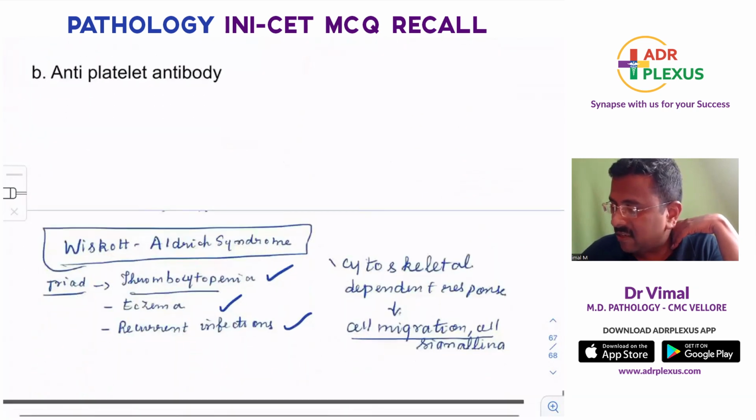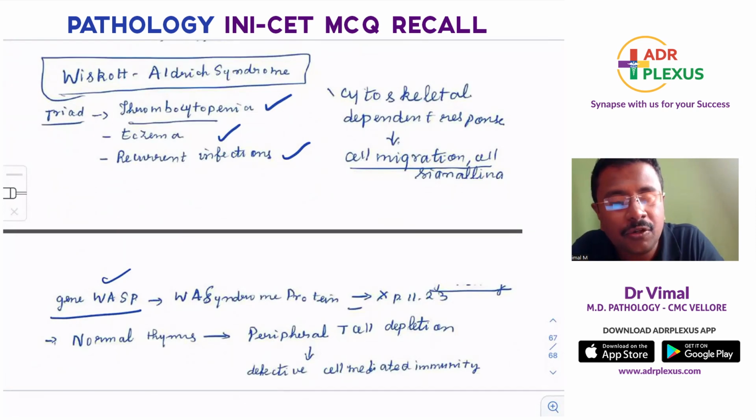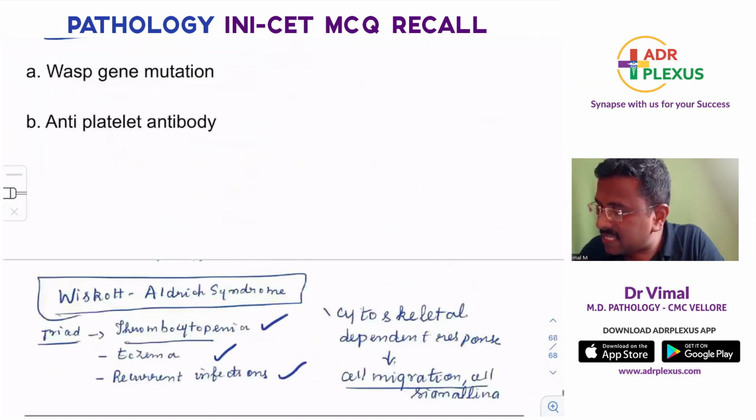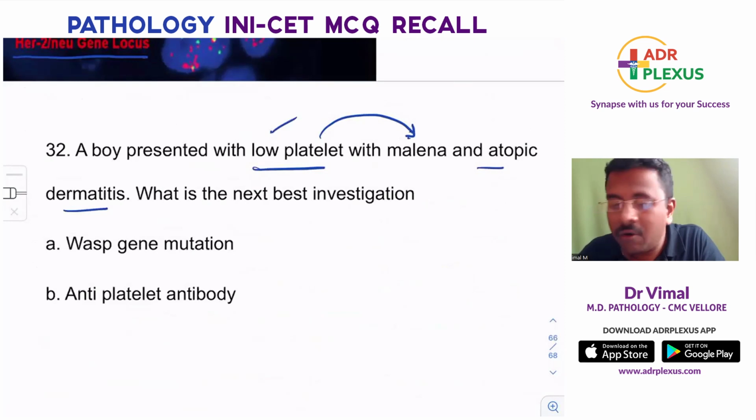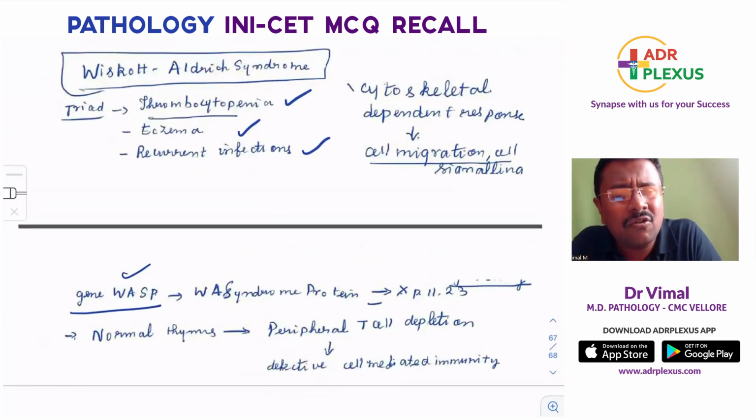So in this case, the first thing you have to do is identify the WASP gene. The examiner was asking about Wiskott-Aldrich syndrome. You have to suspect Wiskott-Aldrich when there are low platelets with skin lesions and recurrent infections. If this history is given in the question, you have to make a diagnosis of Wiskott-Aldrich and look for the WASP gene mutation. Okay, so these are some of the pathology related questions.